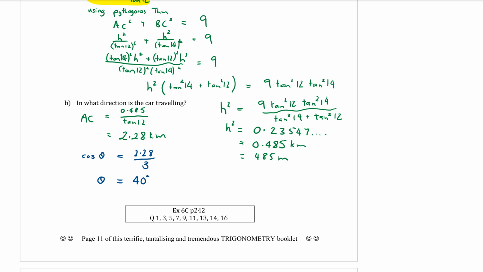So that means the car is... Were you keeping the exact answers in your calculator? Or did you round that 2.28? Yeah. So the whole way through, you always kind of keep the last answer in your calculator so that you don't have the rounding error, because that's probably what it is. The car is travelling on a bearing of 040 degrees T.